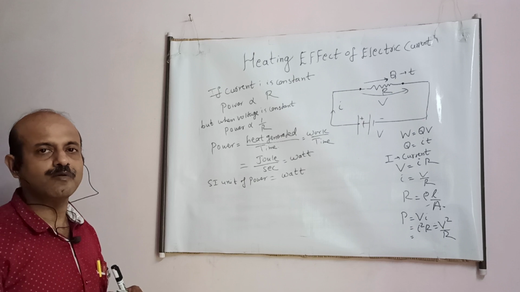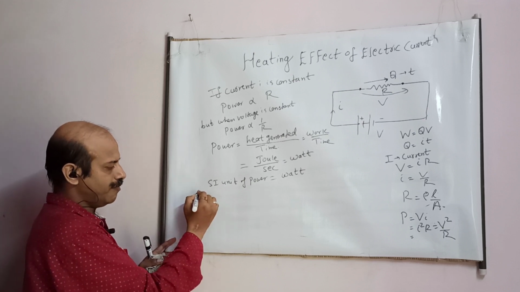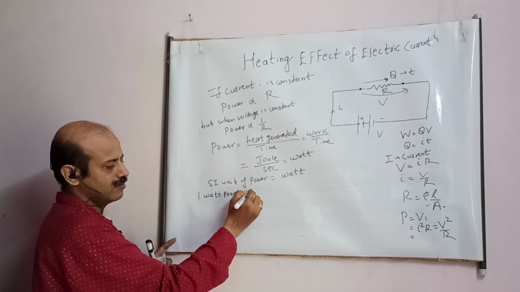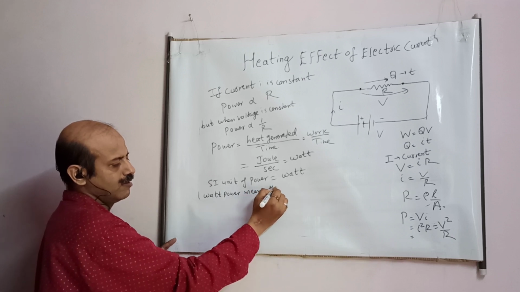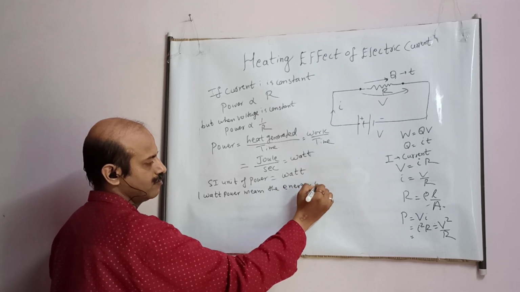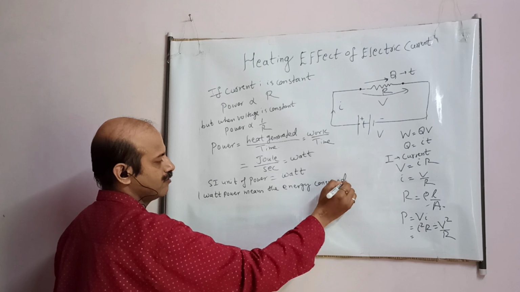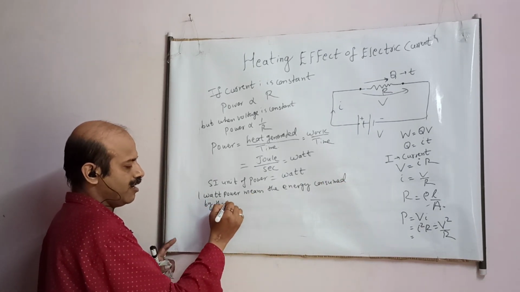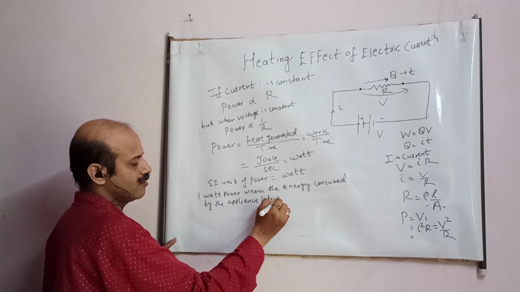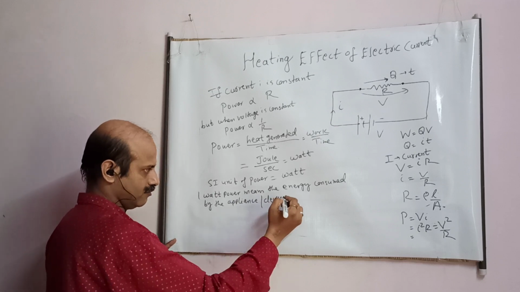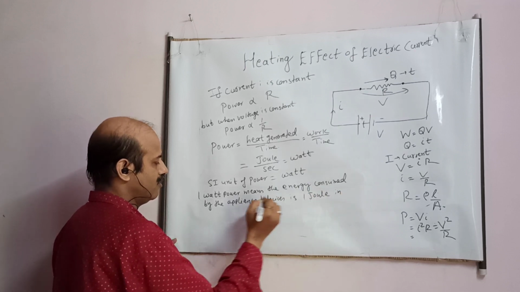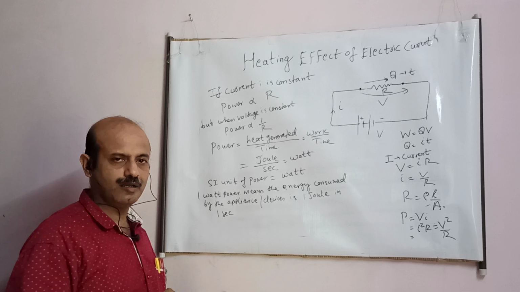Now what is the meaning of 1 watt, student? 1 watt power means the energy consumed by the appliance or the device is 1 joule in 1 second. This is the one meaning of power, student.